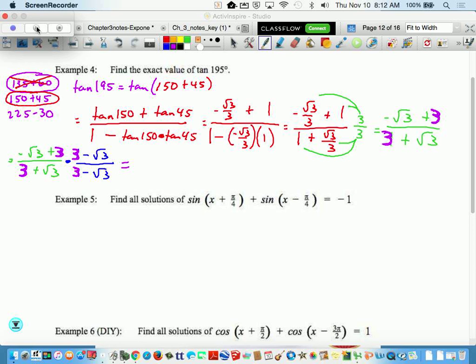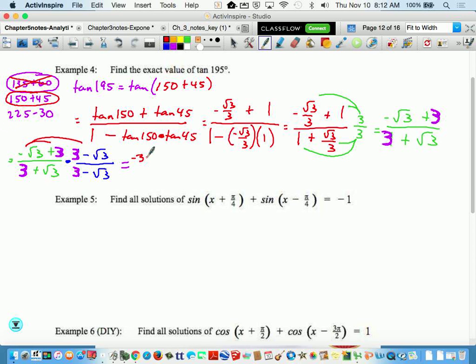So, across the top, I would start with this negative 3. Take this negative 3 and distribute to both of them. So negative 3 times the 3 would be negative 3 root 3. Negative root 3 times negative root 3 is positive 3. 3 times 3 is 9. And 3 times negative root 3 is a negative 3 root 3.